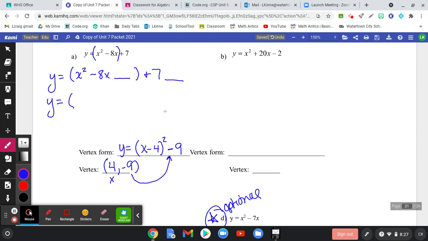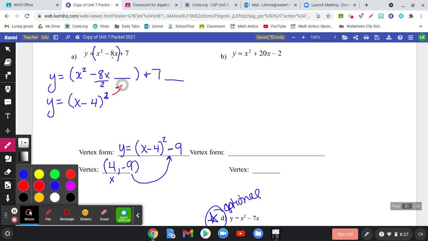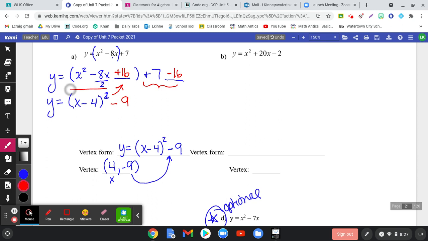So the rule is you want to cut b in half. This -8 gets cut in half. Half of -8 is -4. So in my parentheses, I'm going to have x minus 4, close parentheses, squared. Now, if that really were -4 squared, -4 times -4 is a plus 16. Well, you can't just randomly add a 16 to an equation, so we're going to have to subtract 16 to balance it out. And then when we're writing this down here, 7 plus -16, or 7 minus 16, is -9. And there's your equation. The same thing we got down here by using the shortcut rule.